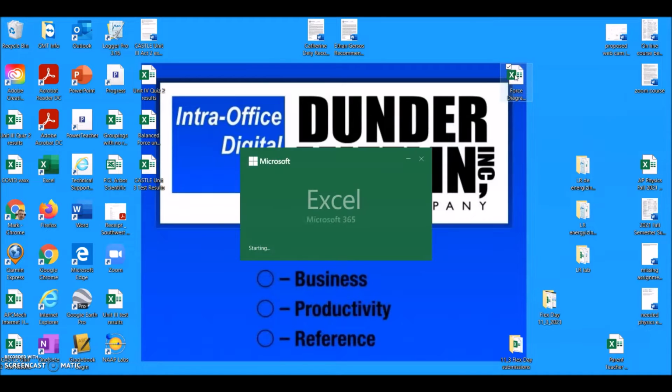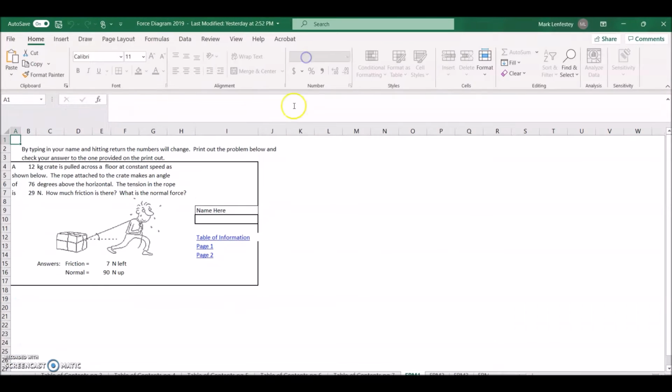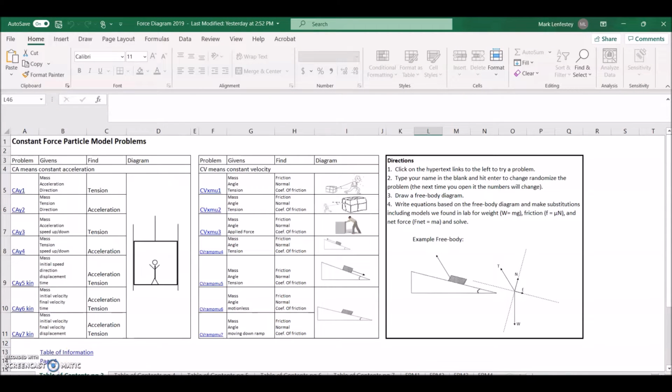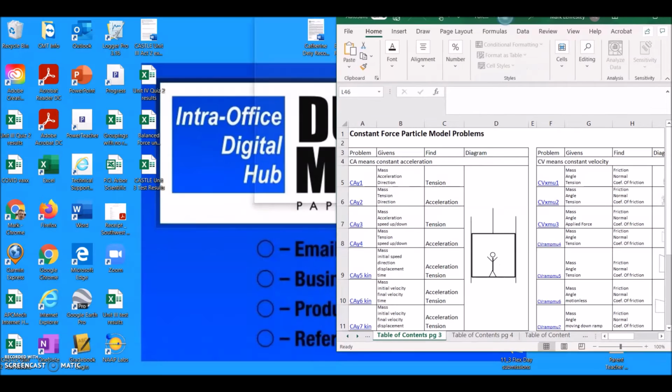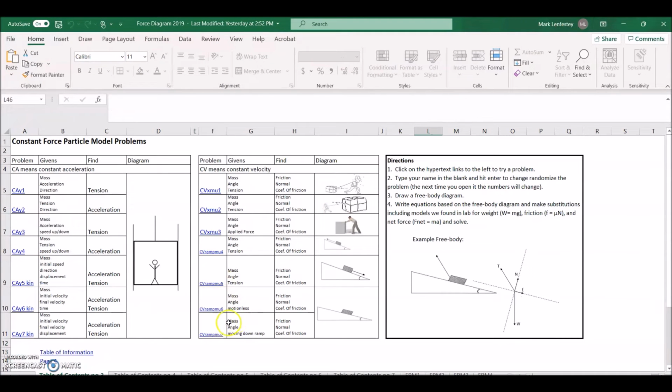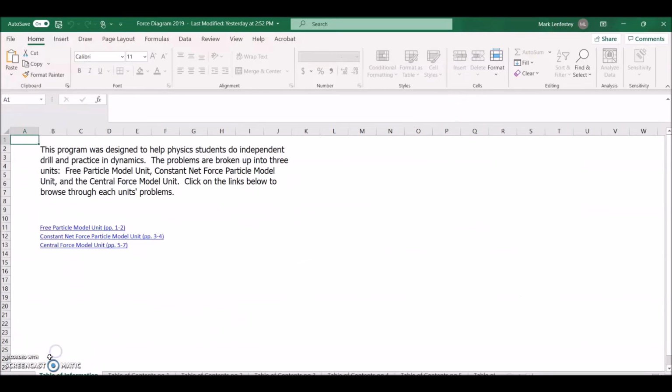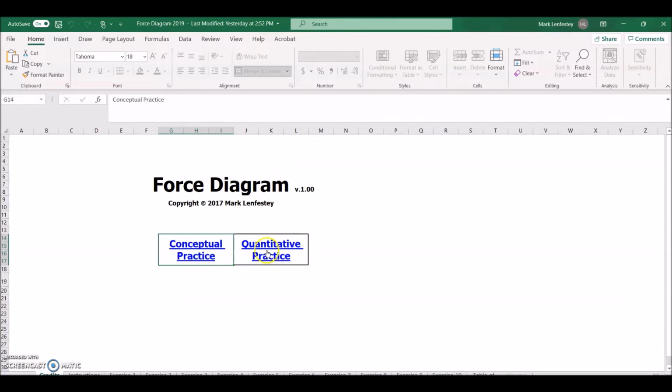So here is the program. This is what it looks like when it opens up. Let me go to the very beginning. It's not doing exactly what I want it to do. Okay, still not quite there. Okay, when you open it up, it should look like this.